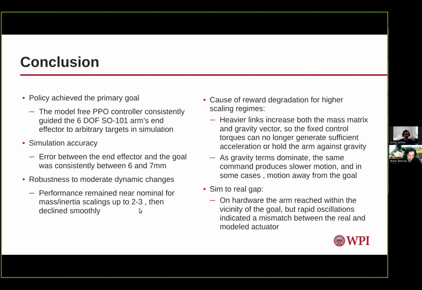However, increasing these masses and inertias too high would affect the performance of the policy to the point where it wouldn't be able to reach the goal or would move to it very slowly. And then we were also able to identify the importance of using more formal sim-to-real transfer methods, as well as ensuring that the simulation model was somewhat accurate to the real model.